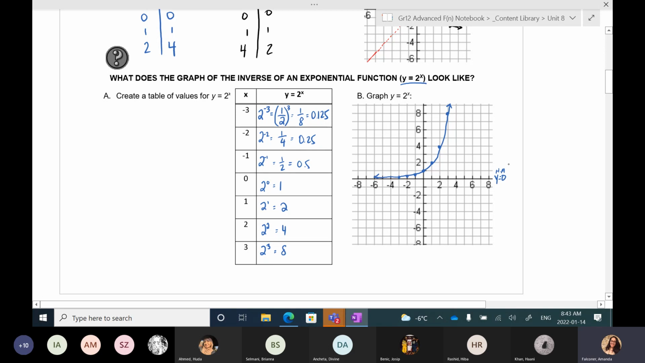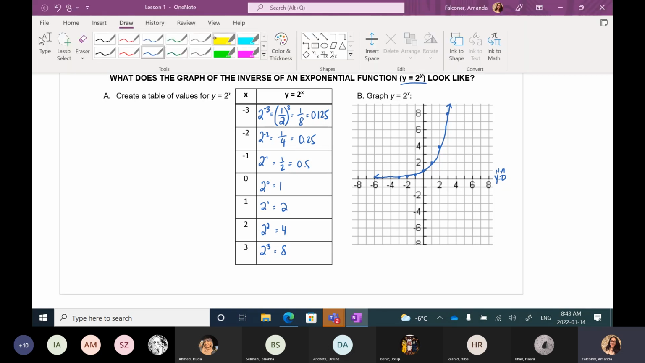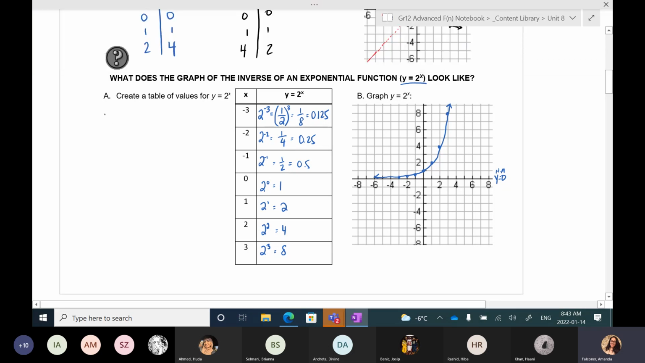And what does the inverse look like? So that was the original. Now I'm going to turn to my black pen here, and we'll do our inverse. All we're doing is swapping our x and y for each of the ordered pairs that I created. So here's my new table for the inverse function. I'll just use the decimals here.